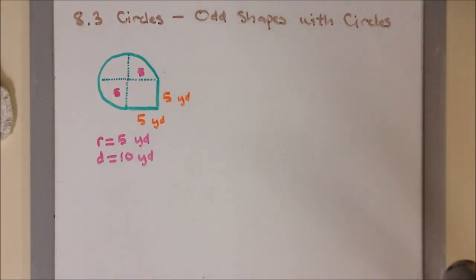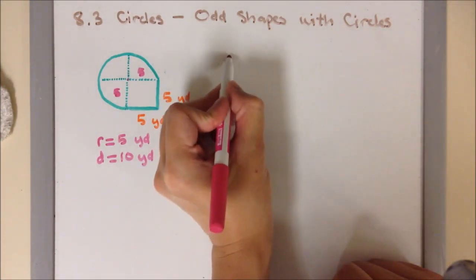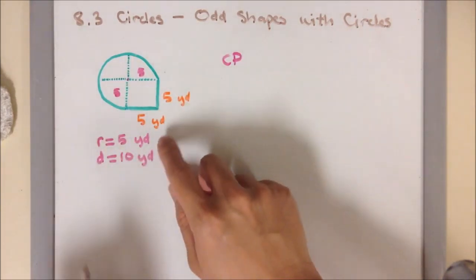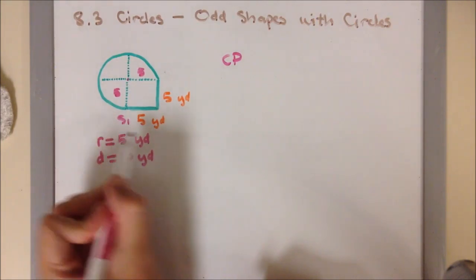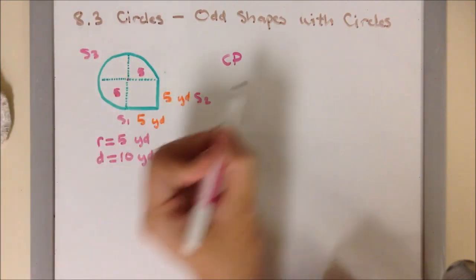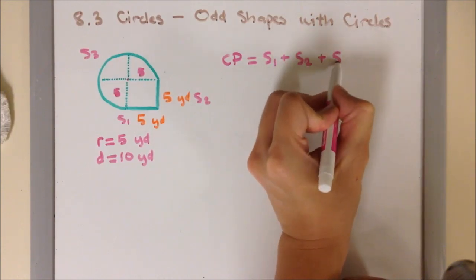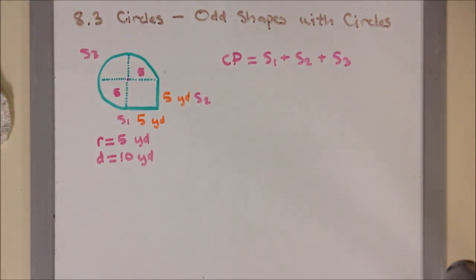Now, if we were doing circumference, so circumference or perimeter, CP. So here, this is my S1, S2, and then this curved part is going to be S3. So my CP is basically S1 plus S2 plus S3. Now, we can automatically plug in S1 and S2, which is just 5 yards each. Now, S3 is going to be different. Since it's not a full circle, there's a thing we have to do to change the format.